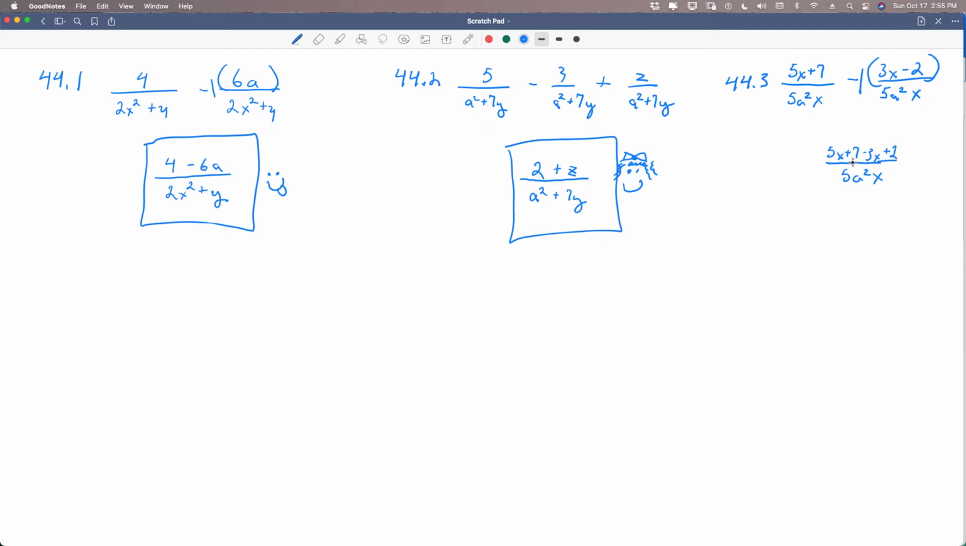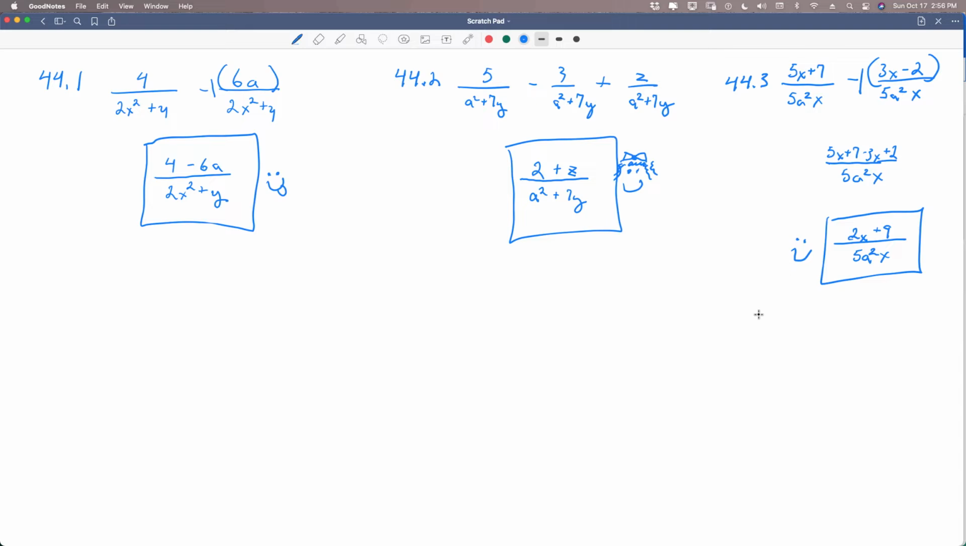So look, we have some like terms. So let's combine some like terms. Let's write it again. 5a squared x. So we have a 5x and a negative 3x. That gives me 2x. And we have a positive 7 and a positive 2. That gives me positive 9. And that is the answer. And that's it.